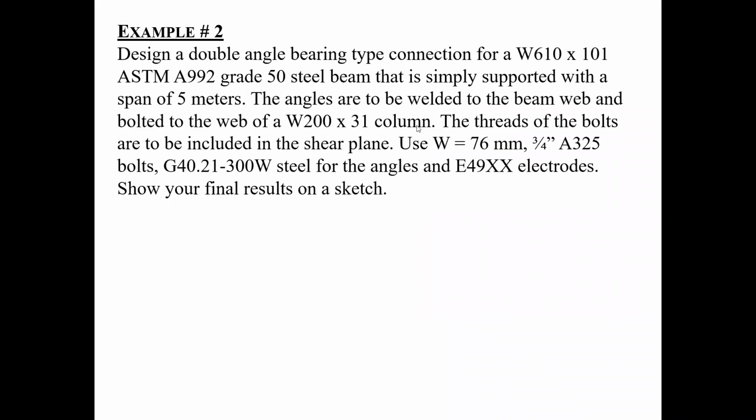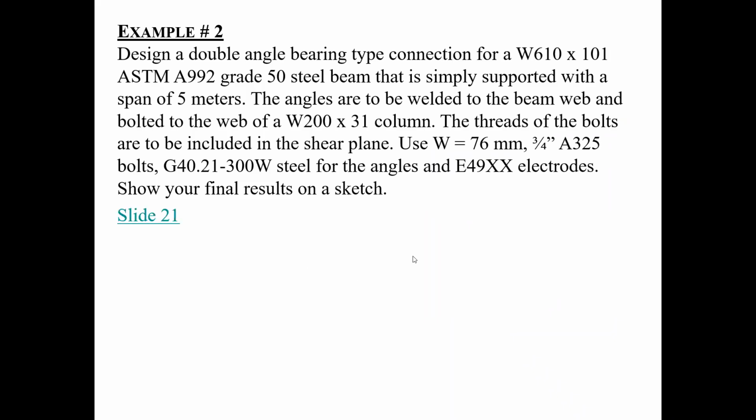Now the threads of the bolts are to be included in the shear plane because I like to be conservative. This way I get a little bit more bolts. I really don't care. Again, I'm going to use 3/4 inch A325 bolts with W76 electrodes, so I make sure that I can use the values in the table because I'm using the same electrode strength and the same strength of bolt as the table. I'm not going to use A490 because it's a different value.